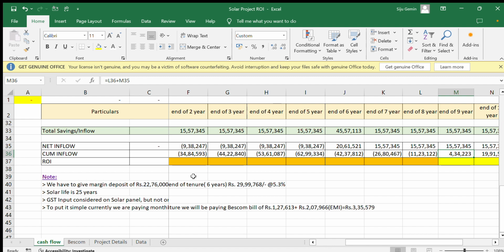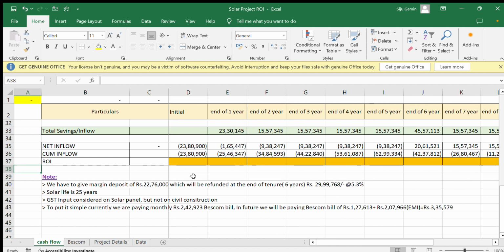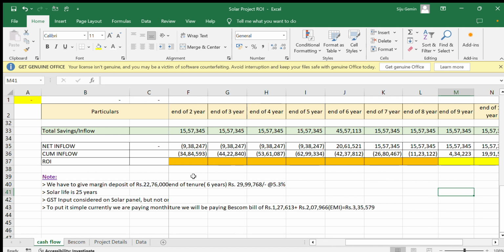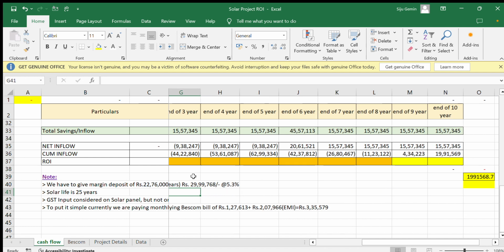So its ROI is actually 8 years. The return on investment is basically that we need to wait for 8 years to become cash positive. So here are the assumptions. As I said, we have taken a margin deposit. Solar life is normally 25 years. Let's assume that solar performs as good as in the first year. So after the end of 8 years, we should be cash rich, or cash positive, what to say. As I said, GST input.